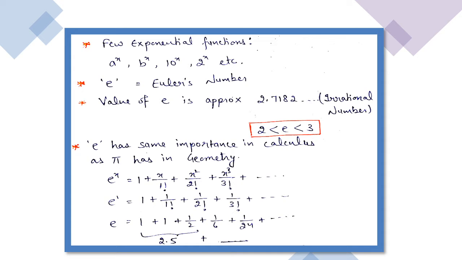Now the question is, what is e? E is an Euler number and the value of e is approximately 2.7182 and so on, and this is an irrational number. E has same importance in calculus as pi has in geometry.